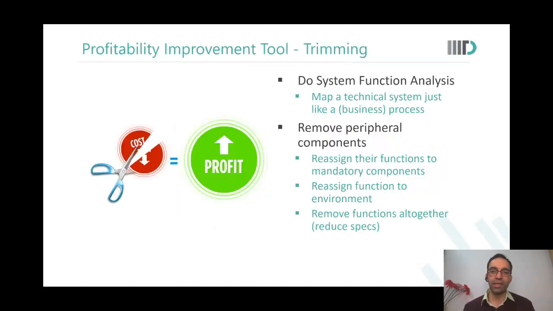Okay. So in terms of the toolbox, we talked about additional tools of physical contradictions and standard solutions already. In addition to this, there is a very, very powerful tool called trimming, where we initially do a function analysis of the system, and then we remove peripheral components which are not necessary to the operation of the system. We reassign the functions of those components to the other mandatory components in the system. We reassign the function to the environment, but we remove extra fluff from the material. We talked about that in the last lecture also. So trimming is a very powerful tool which we can use in TRIZ.